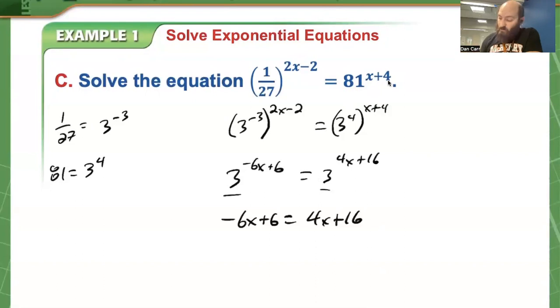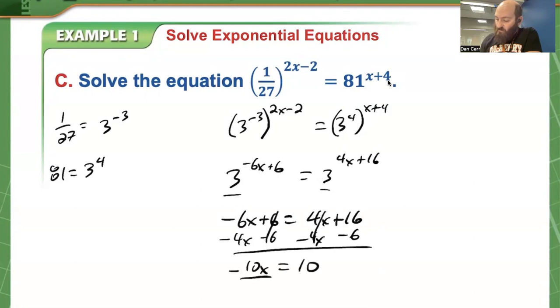And now we just solve this out. So I can subtract 4x over and subtract 6 over. So that's a -10x. That's gone, and that's equal to a +10. So I divide by -10, and I get x equals -1. Okay, and that's our goal.